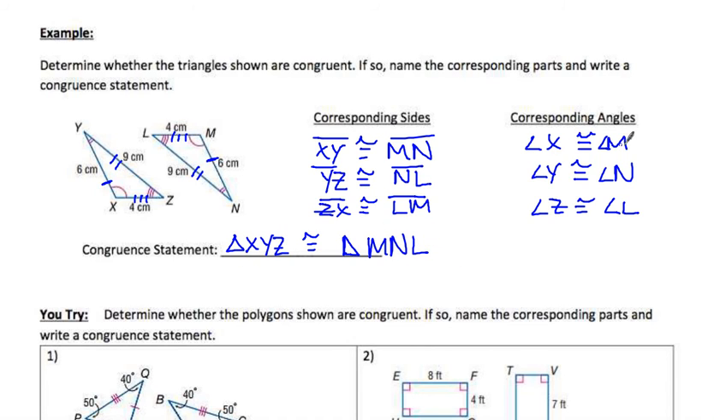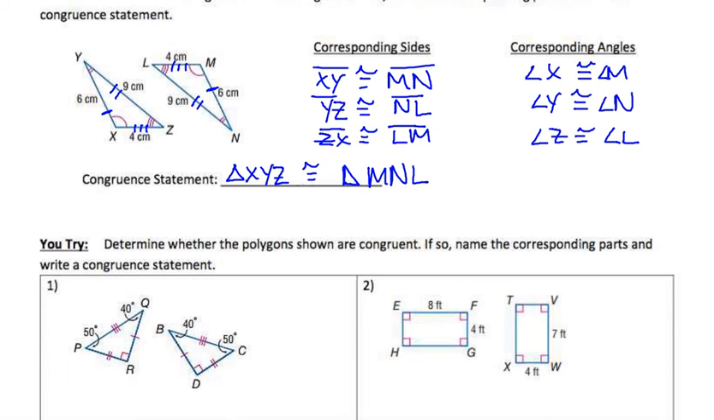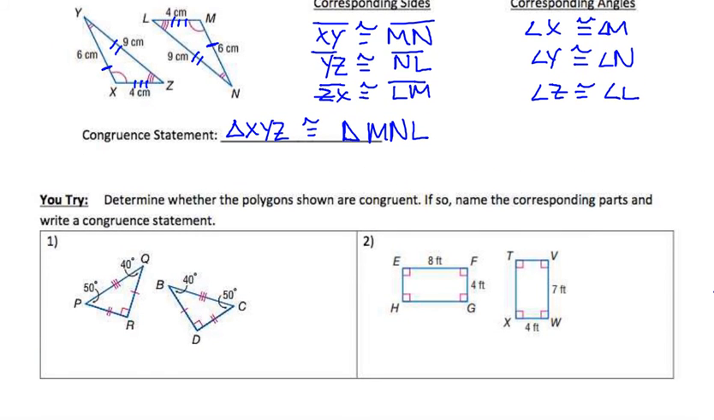You can also match the angles by doing the same thing. X and M are in the same location, so they're congruent. Y and N are in the same location, so they're congruent. Z and L are in the same location, so they are congruent. You do number 1 and number 2, and then you try.